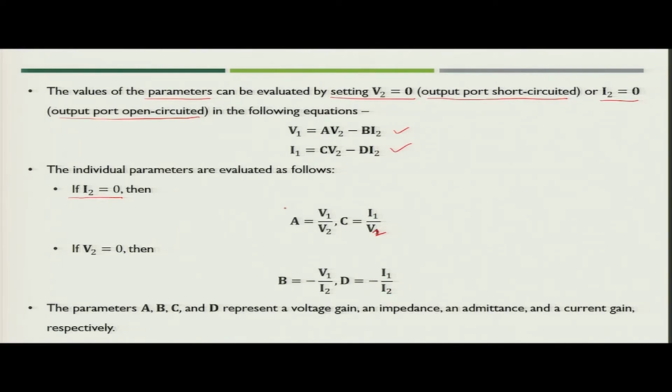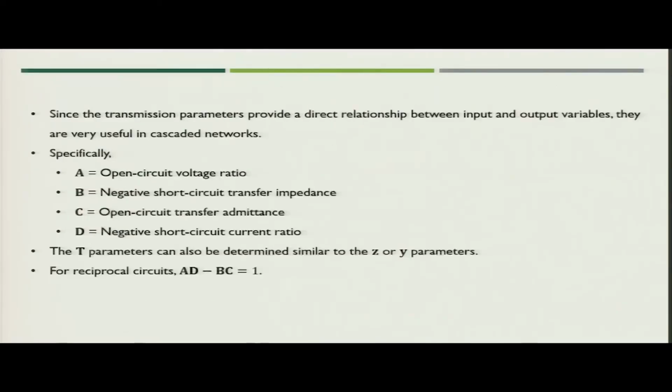Now, what are these parameters representing? A is nothing but a reverse voltage gain, B is nothing but the impedance, C is the admittance, and D is current gain. So, what we can say is that since the transmission parameters provide a direct relationship between input and output variables, they are very useful in cascaded networks.